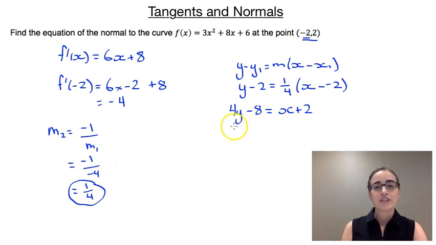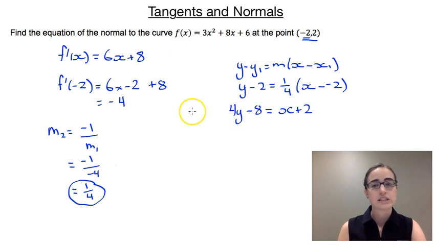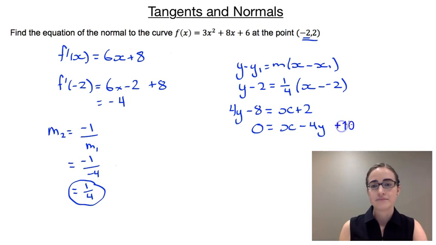Now rather than rearranging this into gradient intercept form, let's just put this in general form because our y has a coefficient that's other than 1. So our x is positive, we'll bring everything over there. And we'll end up with x minus 4y minus 6. Right, so that's the equation of the normal to the curve at that point.